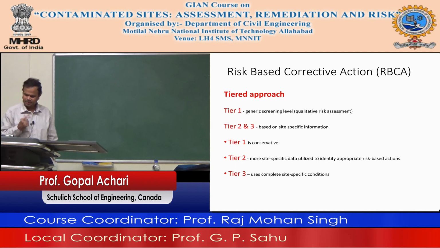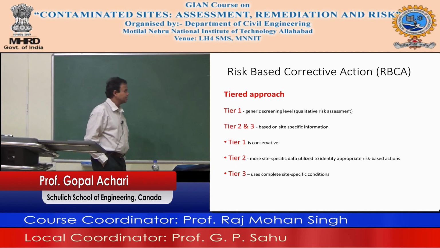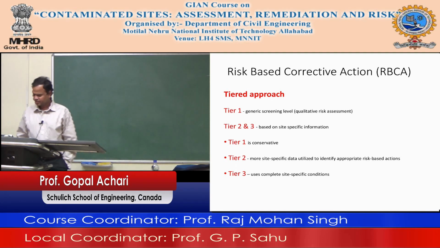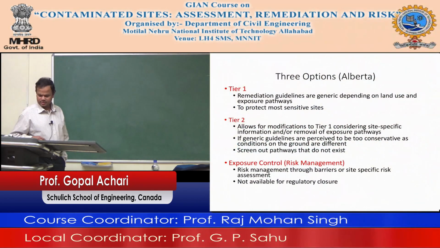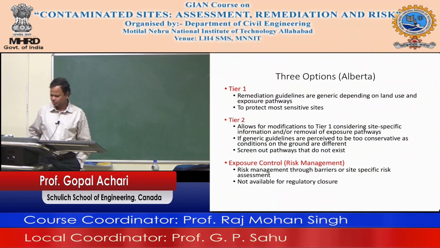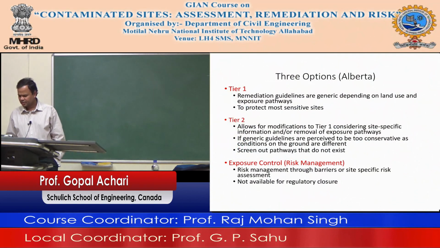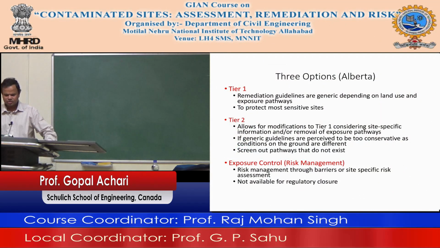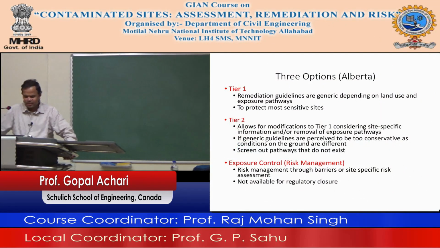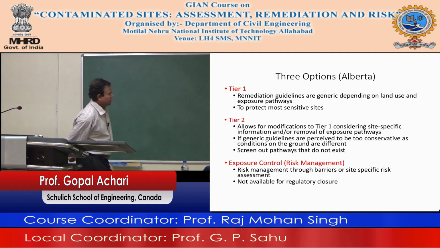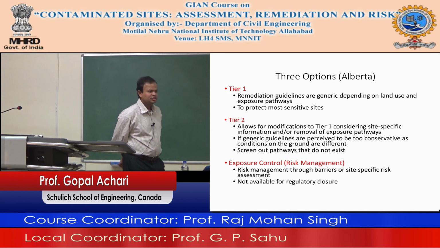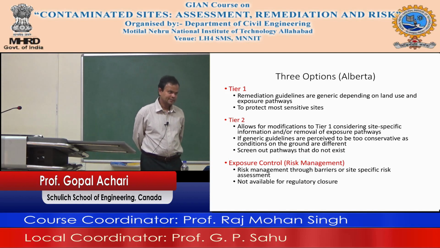So that's the more generic thing that I talked about. This is from my jurisdiction, and the process is similar across the board, so I thought I'll use that as an example. Tier 1 basically protects the site that is most sensitive, so it is basically looking at lookup tables. Tier 2 allows for certain modifications to tier 1 containing site-specific information. Sometimes a tier 2 also becomes very conservative.